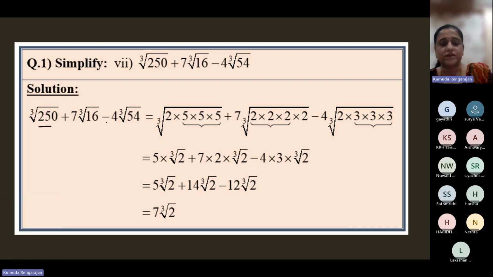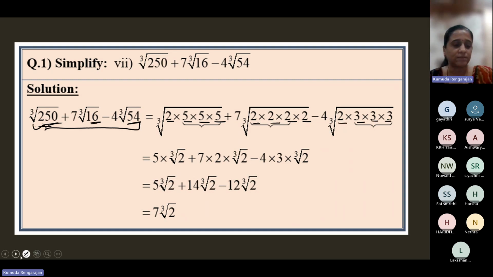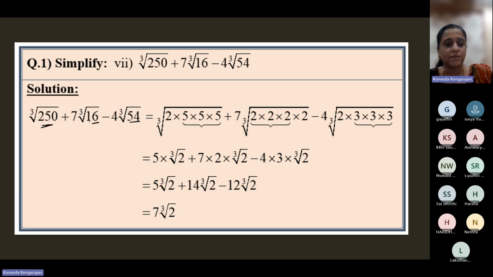See here, this is the given question. So 250 is 2 into 5 into 5 into 5. 16 is 2 into 2 into 2 into 2. 54 is 2 into 3 into 3 into 3. That's the first step: writing the numbers as a product of their prime factors.